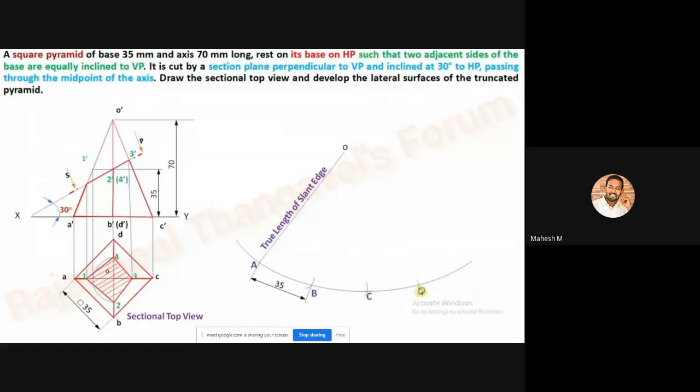Okay, so you can mark the notations. The starting point is A and the ending point also should be A. Now you can join all the points with the apex, like this: B2O, C2O, D2O, and A2O.